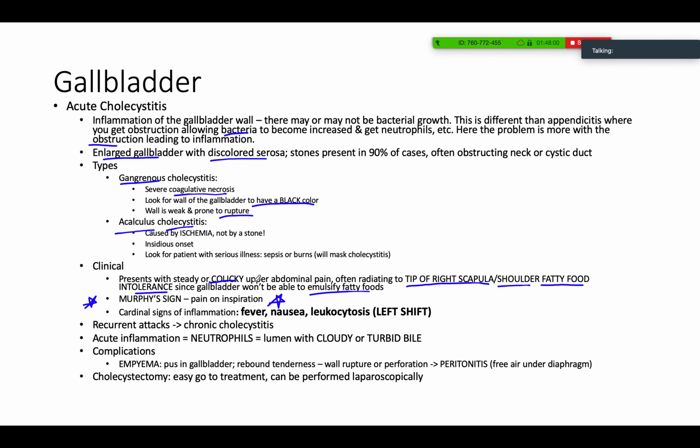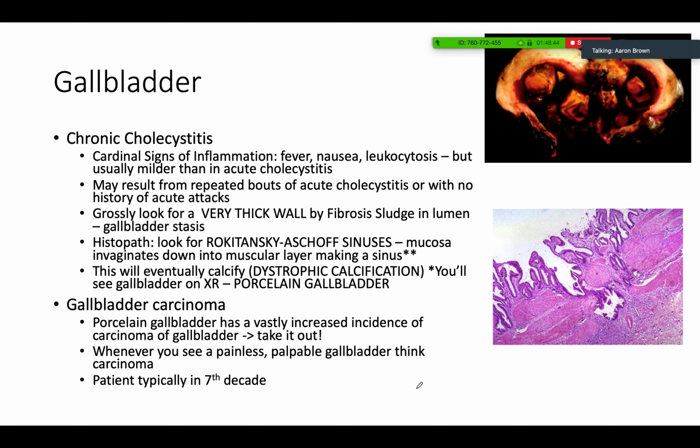Okay? Great. So in the acute inflammation, you're going to see neutrophils, cloudy or turbid bile inside of the gallbladder when you open it up. And if you don't take the gallbladder out, some of the complications include empyema, which is pus inside of the gallbladder. If you have some sort of rupture of the gallbladder itself, that can lead to peritonitis, okay, which is very painful, and it's essentially due to all of the contents of the gallbladder spilling out into the abdomen. Okay, cholecystectomy is the easy go-to treatment and can be performed laparoscopically. If your patient does not have their gallbladder removed, the big risk is that you can develop chronic cholecystitis.